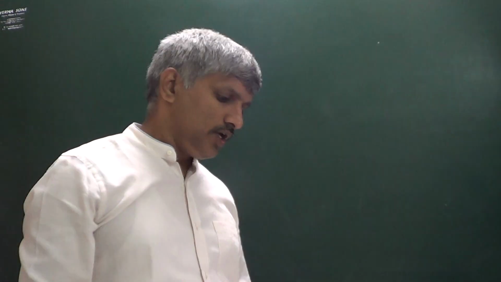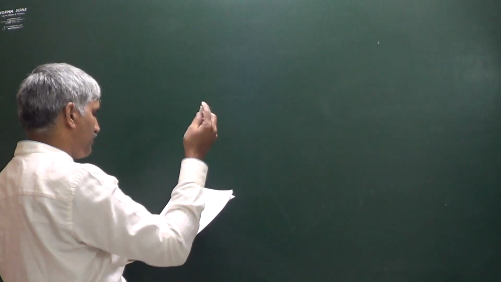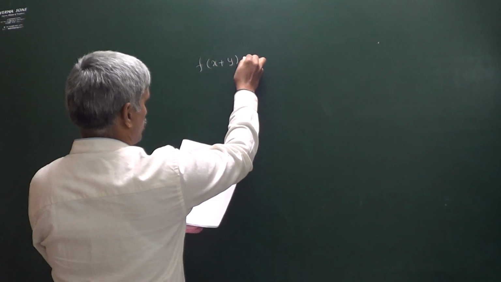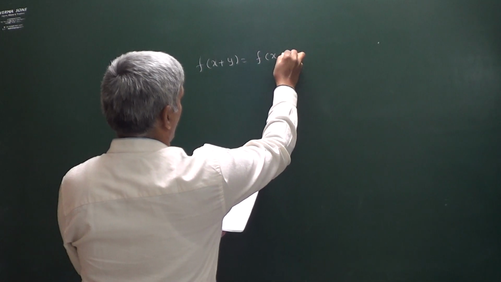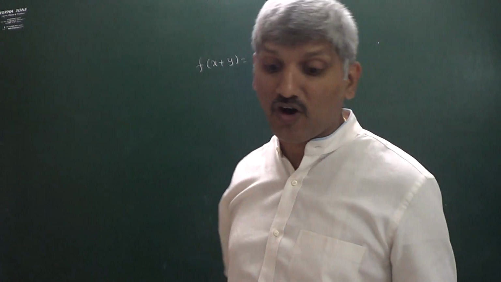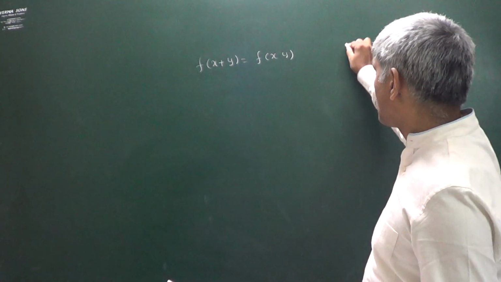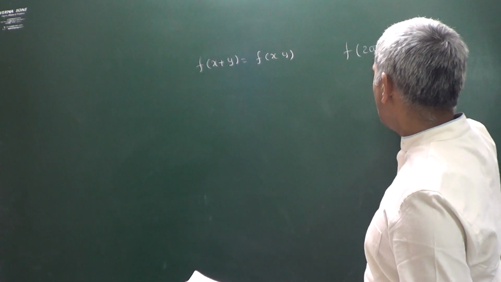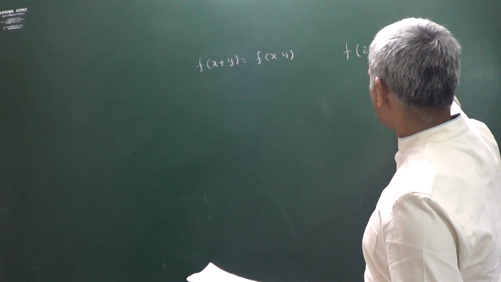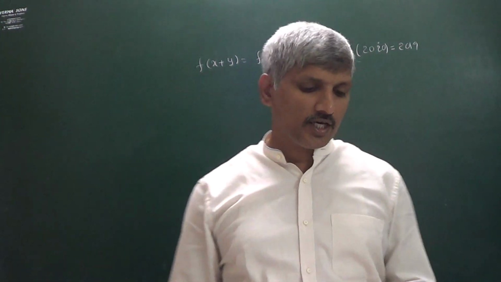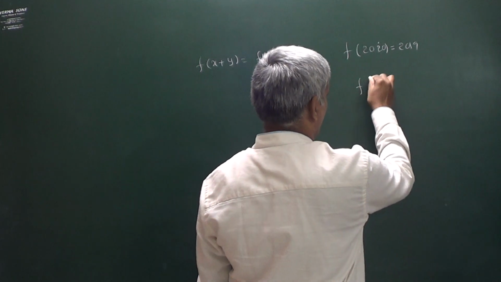So like that we can discuss different types of questions. The question is asking like this: let f be a real valued function, very simple question. f(x + y) is equal to f(xy) for all x, y belongs to R. And also it says that f(2020) is equal to 2019.